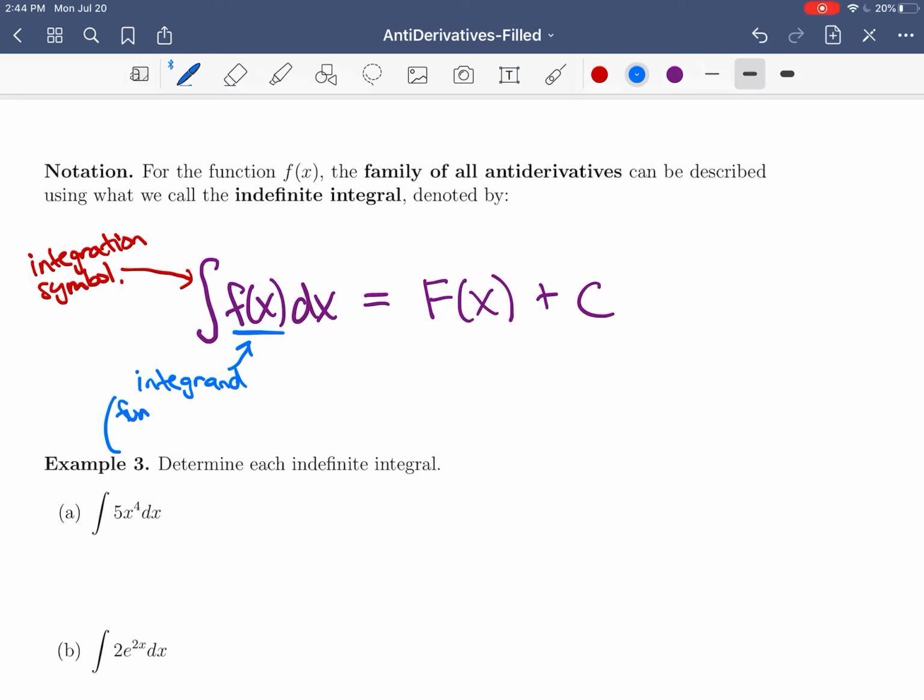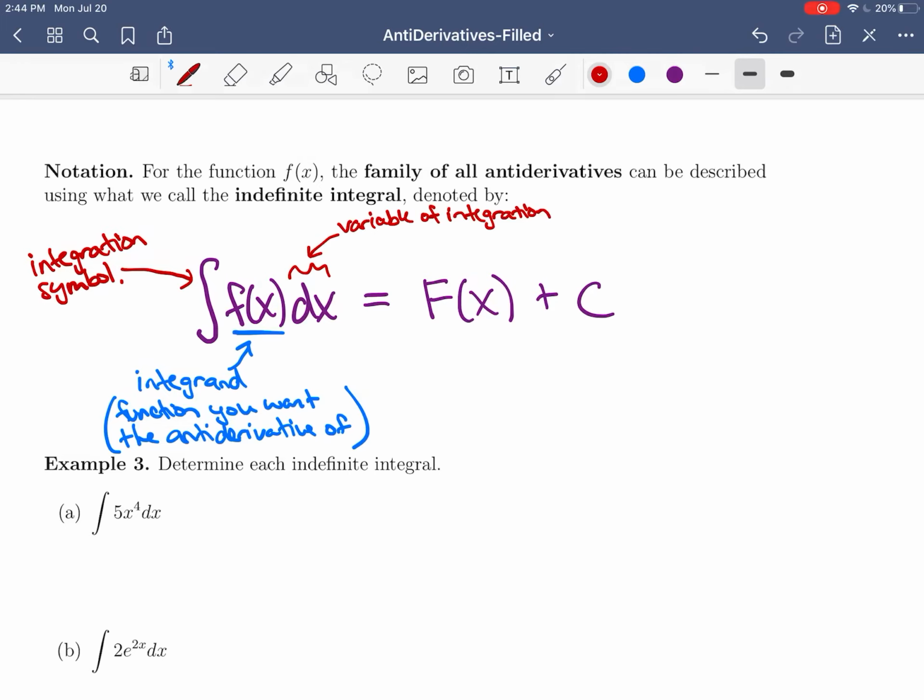This is the function you want the antiderivative of. So that's the thing that we want to find the antiderivative of. The dx here is telling you your variable of integration. Integration is kind of another way to say antidifferentiation. They're related to each other. So it's your variable of integration.